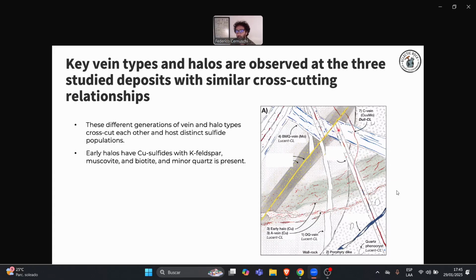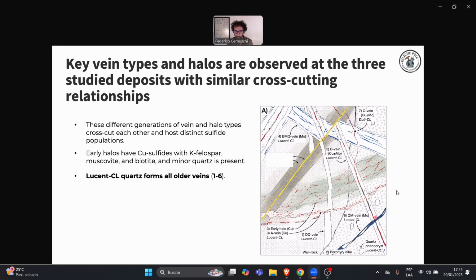And then these are in turn crosscut by B veins, which have mostly copper sulfide, but they could have some moly in there too. And when we apply cathodoluminescence to these and try to see textures, there's also quartz moly veins that crosscut B veins in some deposits like Encuentro or El Teniente, for example. And all these veins that I mentioned until now, when we look at them in cathodoluminescence, they have lucent CL quartz. So all the variations of the brighter CL types, and they're all stable with potassic alteration.